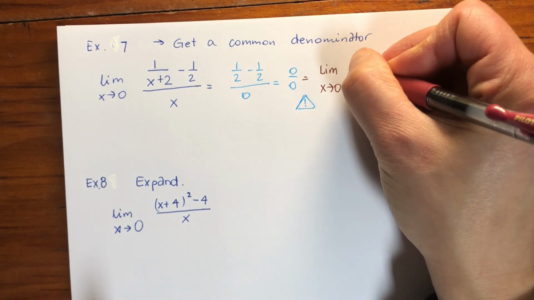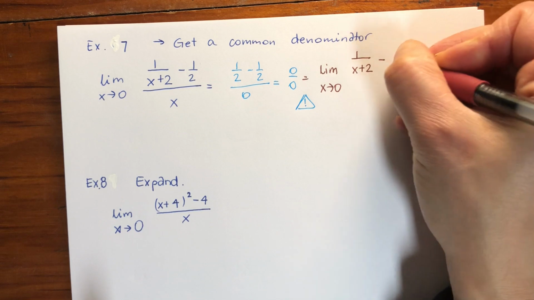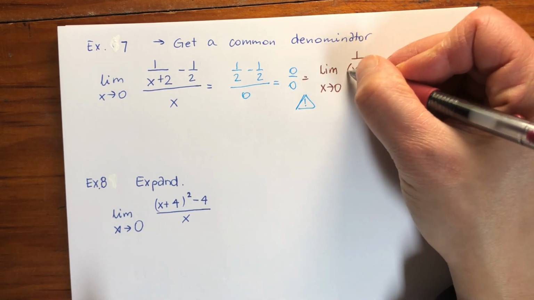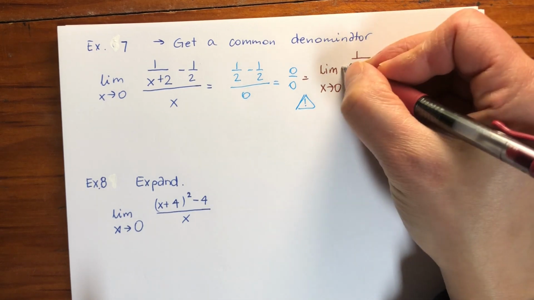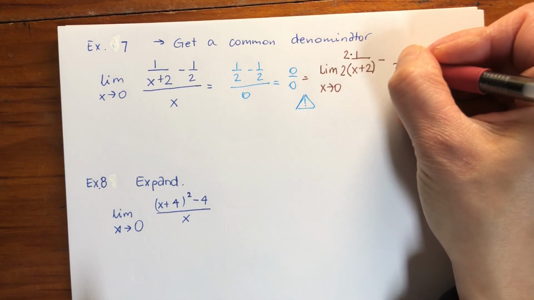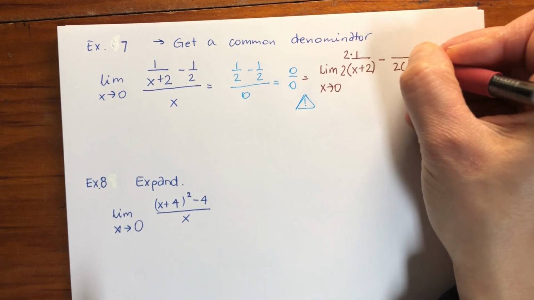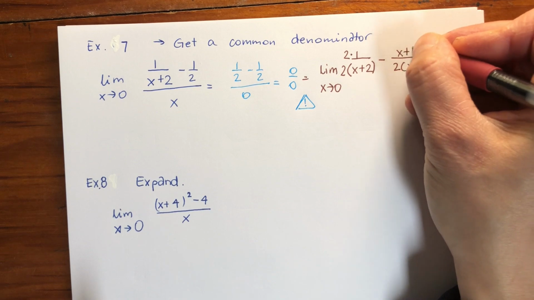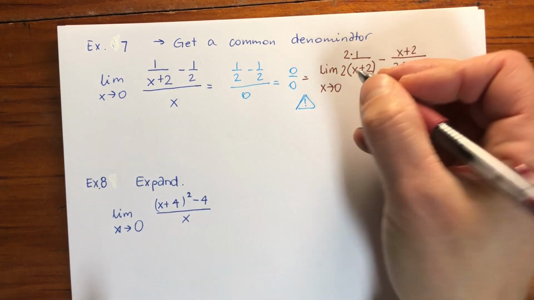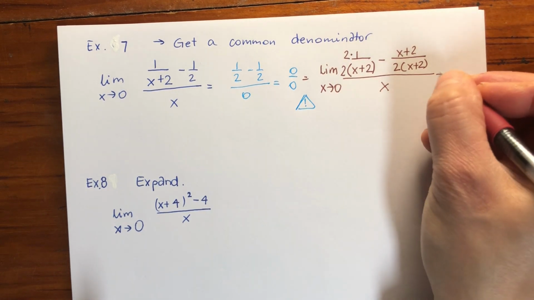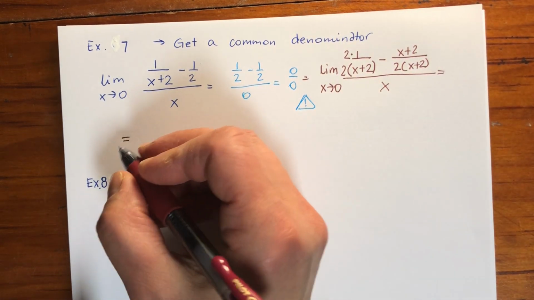So 1 over x plus 2 minus, well, the common denominator, I will multiply this by 2, and I am going to multiply this by x plus 2. So this is going to give me x plus 2. We need to be very careful because there's subtraction right there. And then we are going to divide it by x. We have to play with this one.